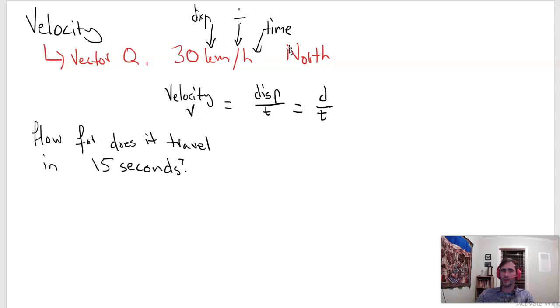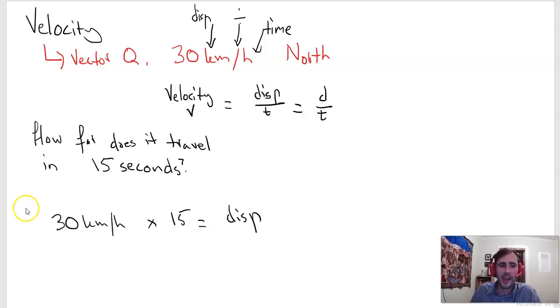So there's a couple of things that we have to sort out, because it can be very tempting to say, well, if it travels in 15 seconds, we would say our velocity, which is 30 kilometers an hour, times our 15 seconds, that's our time, that will equal our total displacement. And 30 times 15, what is that, 450. So you would have something like, our displacement was 450 kilometers.